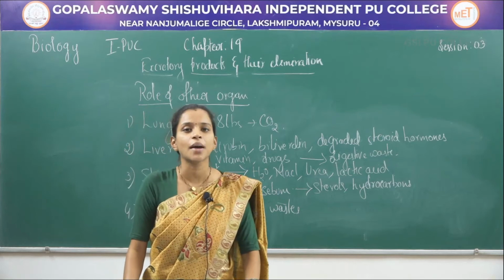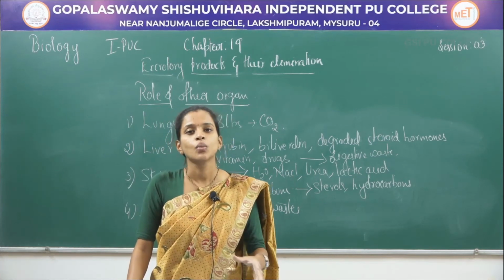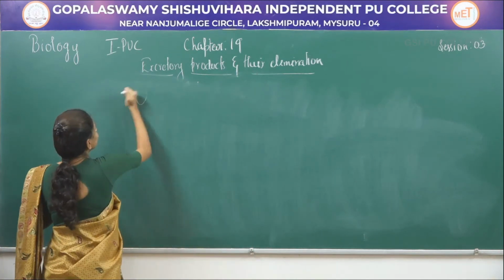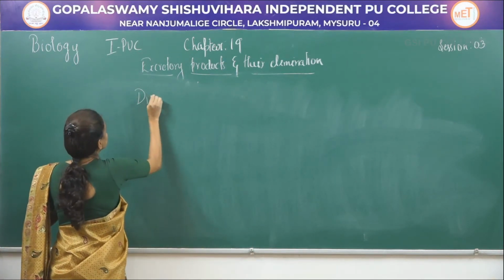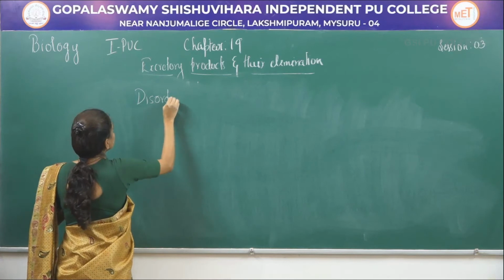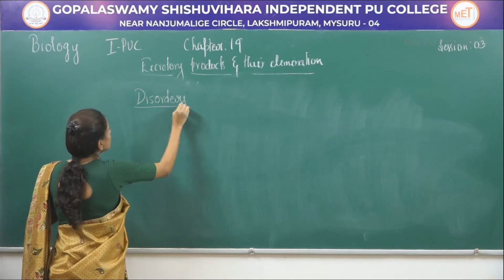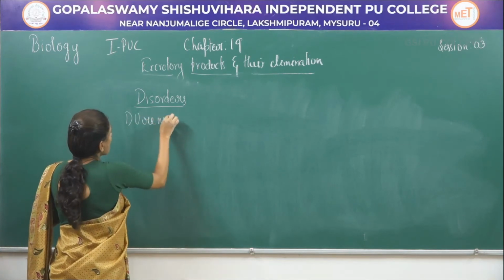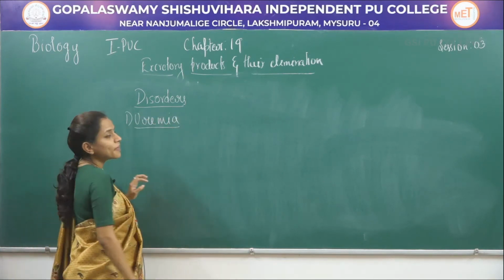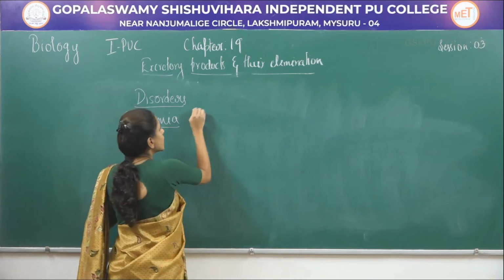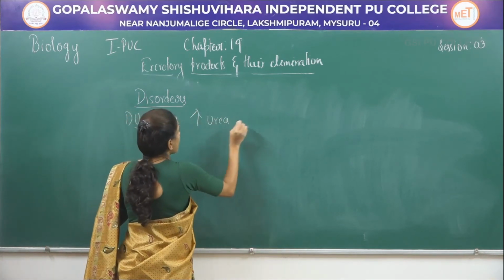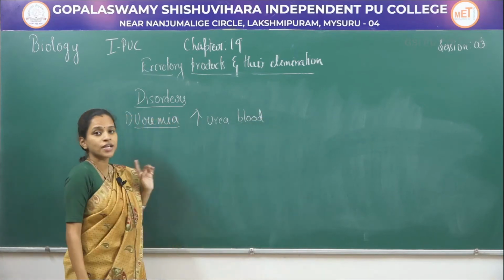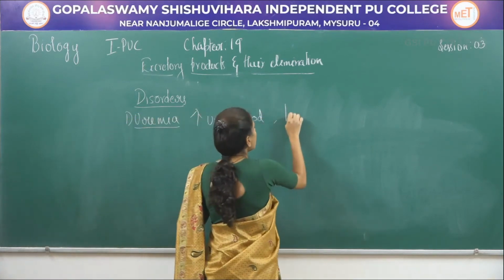The last concept of this chapter will be disorders which can be seen in the excretory system. First disorder will be uremia. Uremia means an increase of urea in the blood. This can be treated by undergoing hemodialysis.